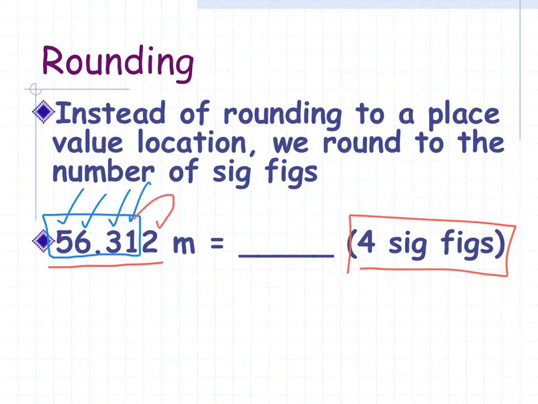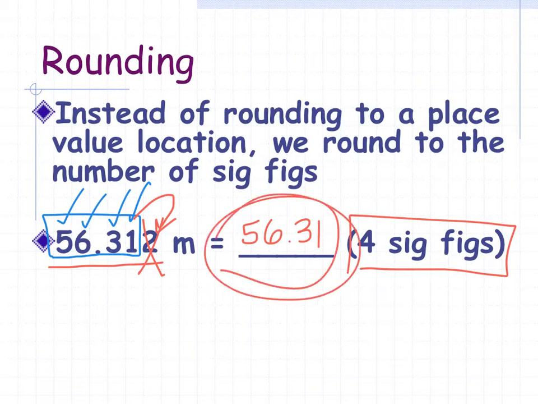The 4th one looks to the fifth and says, what does he do? Round up or stay the same? And you should know your math rules. 5 and up goes up. 0 through 4 stays the same. So he stays the same. My answer is 56.31. Pretty straightforward, but instead of saying, we're going to round this to the nearest hundredth, now we're saying we only can have 4 significant figures in our answer. Let's try some harder ones.